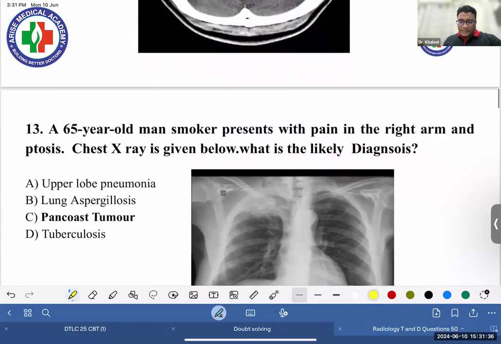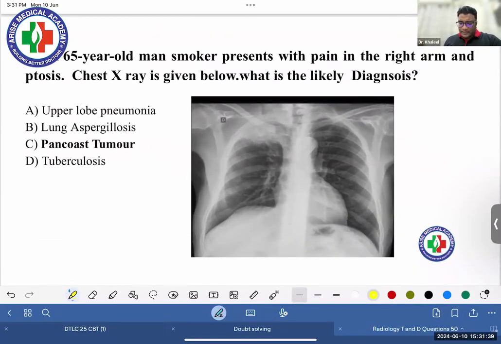Look at this. A 65-year-old male smoker presents with pain in the right arm and ptosis. X-ray is given below. What is the likely diagnosis? I told you the right approach to look at an X-ray is to first look at the trachea, hilum, heart, domes of diaphragm, under the left hemidiaphragm, this is the gastric bubble. Then when you look at the lung fields, you should always move your eyes bilaterally symmetrically so that you can identify the pathologies easily. So you can easily identify this apical lung opacity that you are seeing on the right lung.